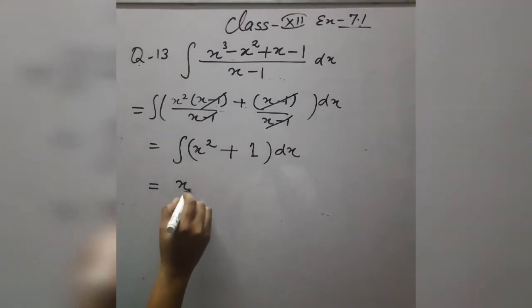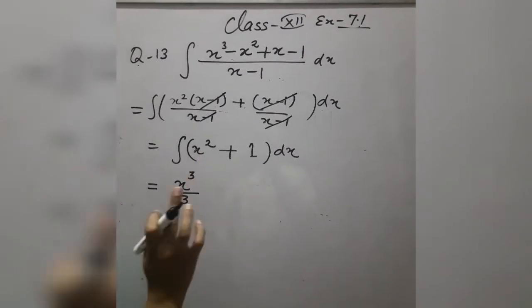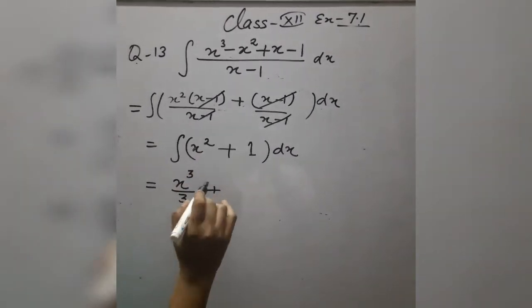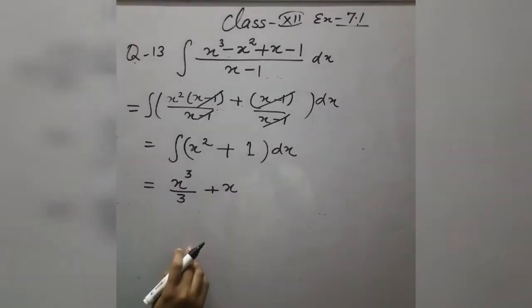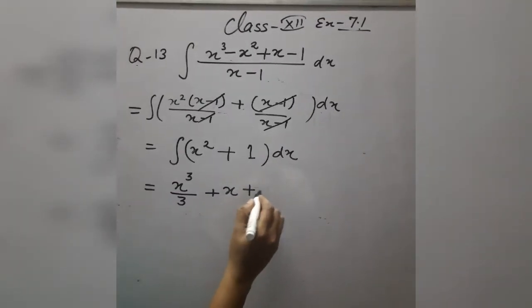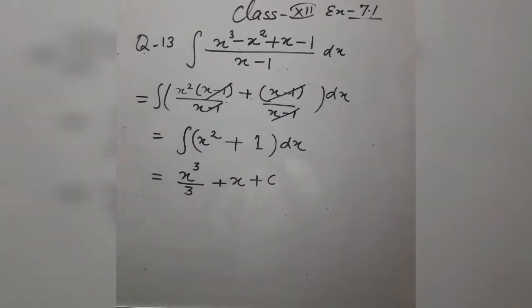First term is x square, integration is x cube by 3. Now all of you know very well how you get this term, which formula is used here. 1 is a constant term, so integration is x, and last, never forget to take this integration constant c.